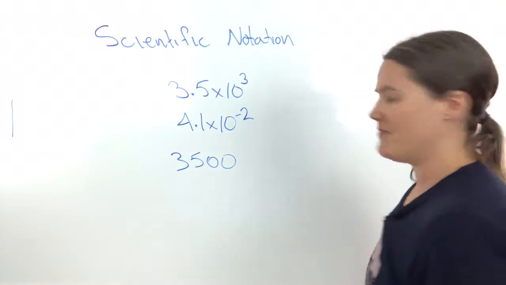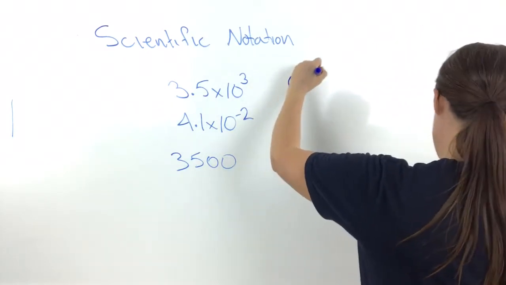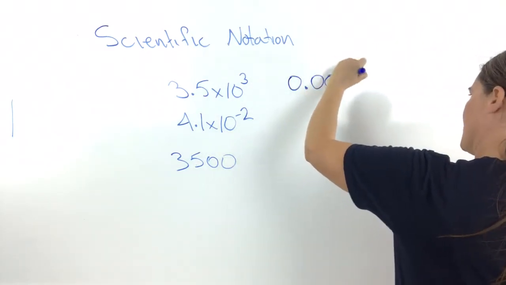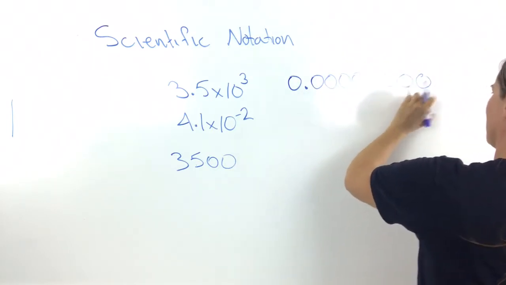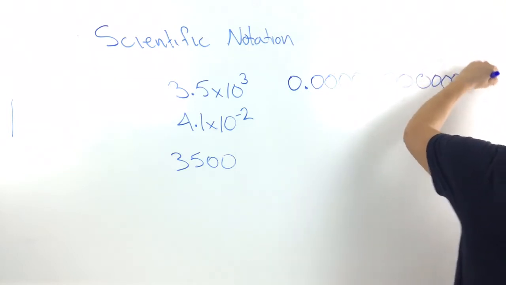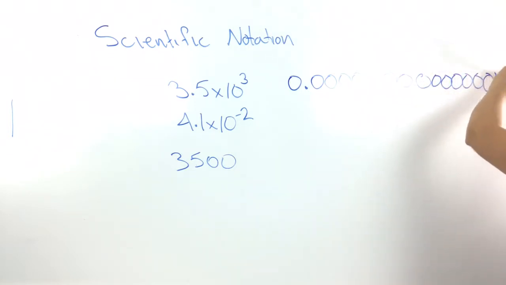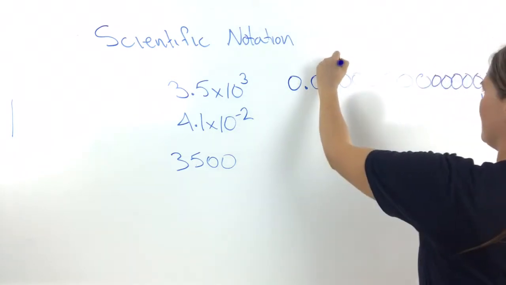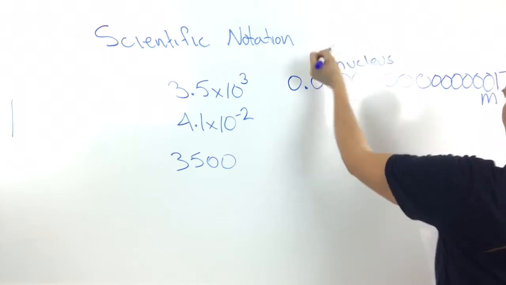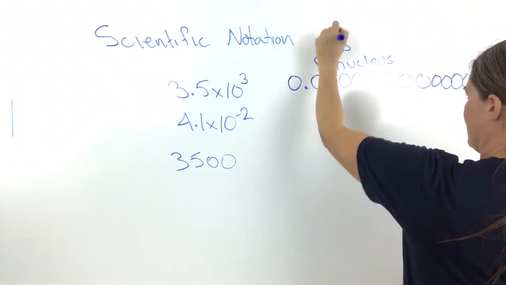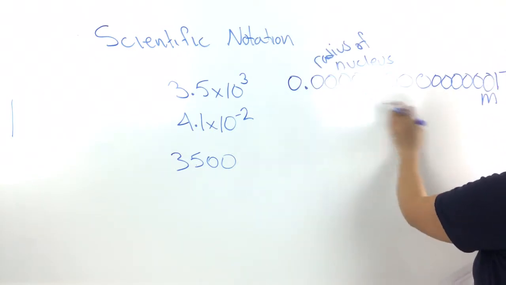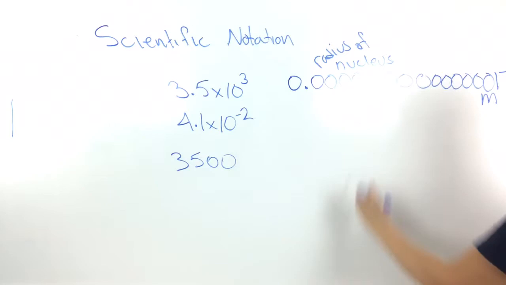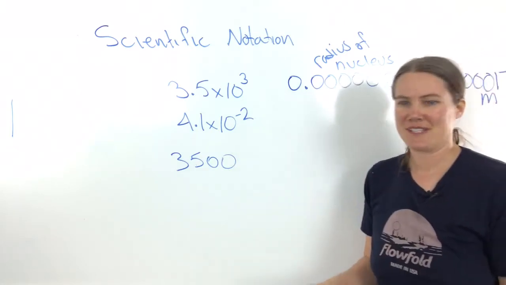Well, let's say we have this number, 0.000000001175 meters. So this is the radius of a nucleus. Well, this number is kind of hard to write. Like, we don't want to be writing all these zeros.